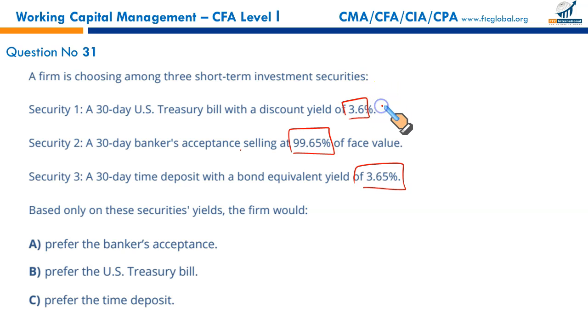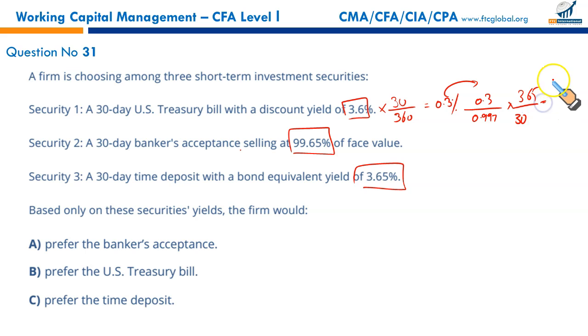First take this. 3.6% times 30 upon 360 means 0.3%. Now we need to convert this into the bond equivalent yield percentage. For that, we will take 0.3 upon 100 minus 0.3, that will be 0.997, multiplied by 365 and divided by 30. It will be equal to 3.661. This is the bond equivalent yield.